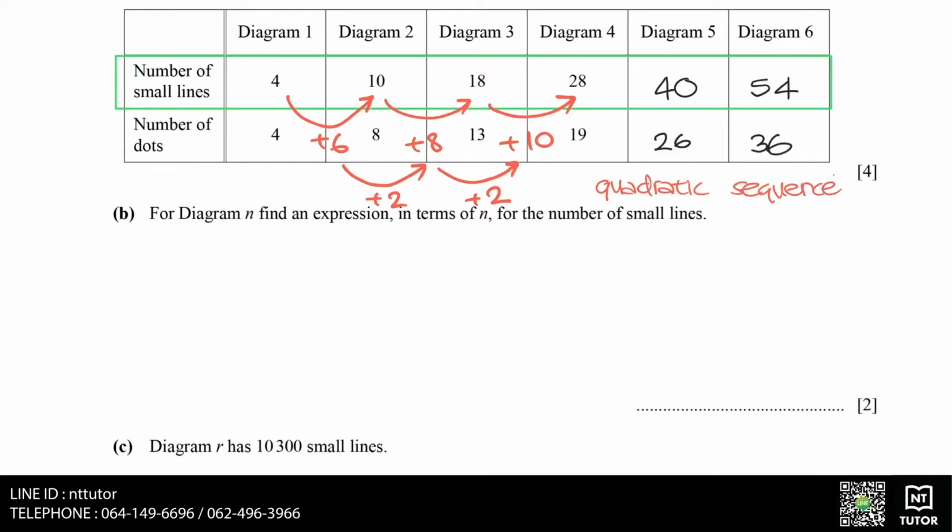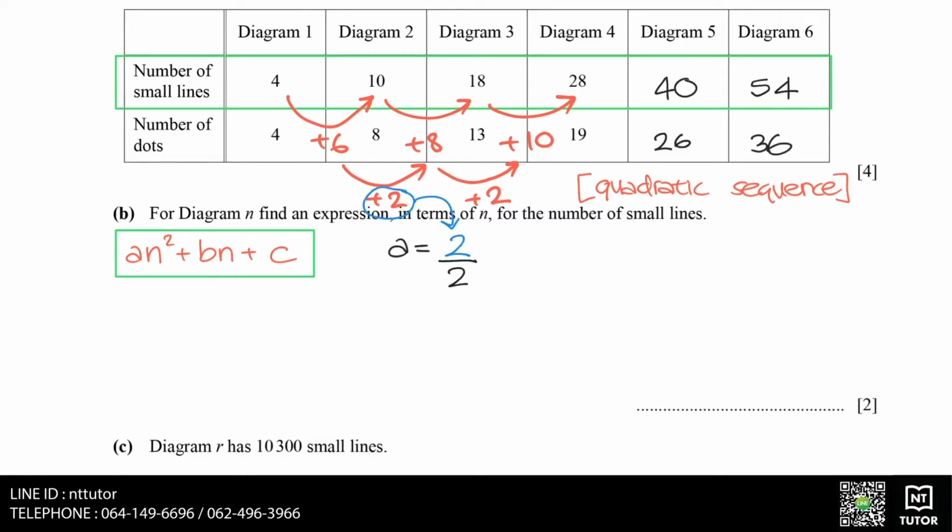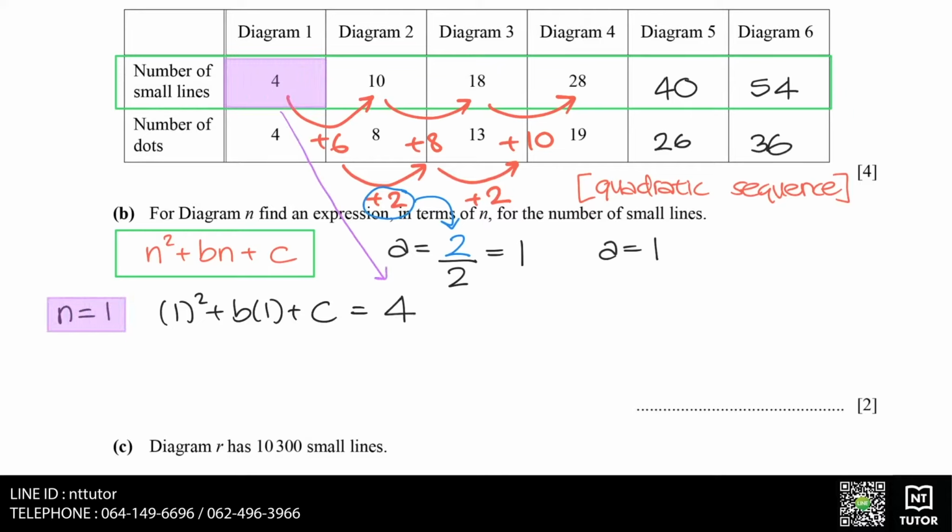a quadratic sequence. A quadratic sequence is always in the format an squared plus bn plus c, where a equals the second difference, which is 2, divided by 2, which equals 1. Therefore, for this sequence, a equals 1. To find b and c, we can substitute the known facts about the sequence into the equation n squared plus bn plus c. For example, we know that when we substitute n equals 1, it must equal 4 because the first term is equal to 4.